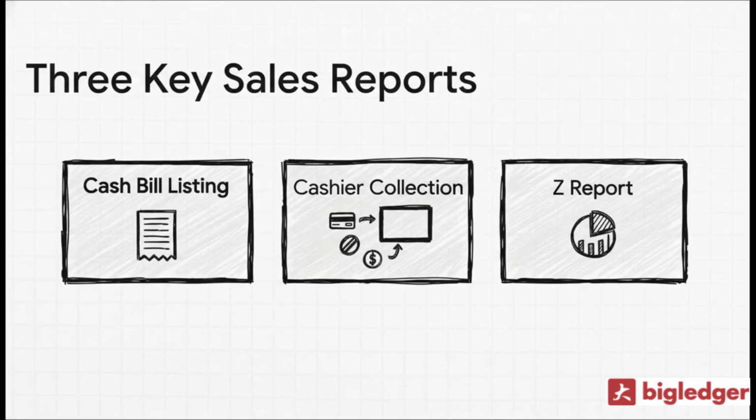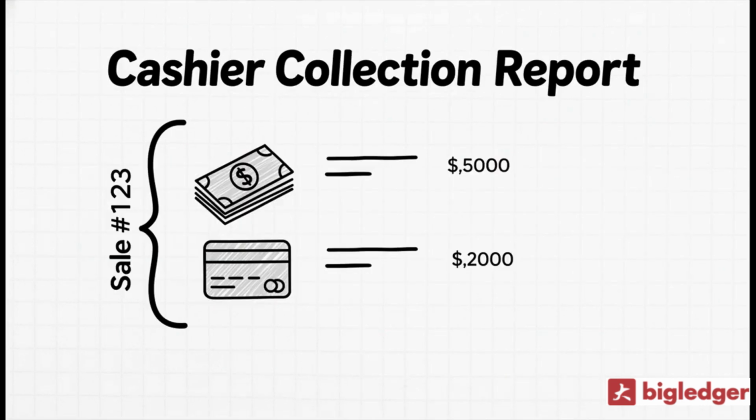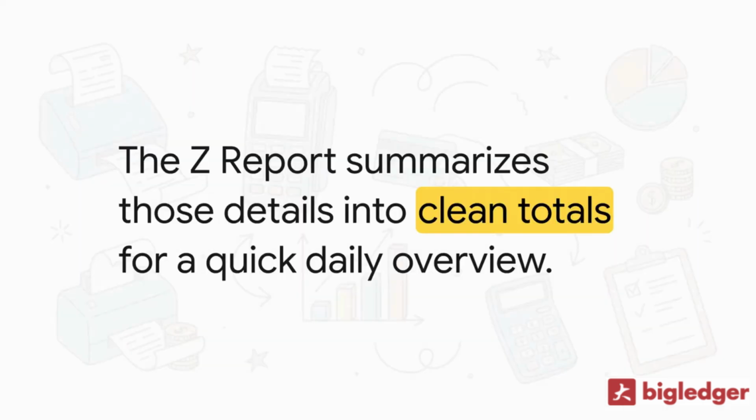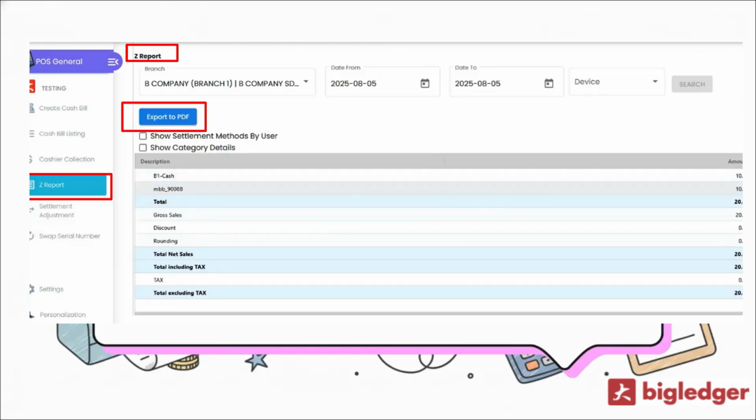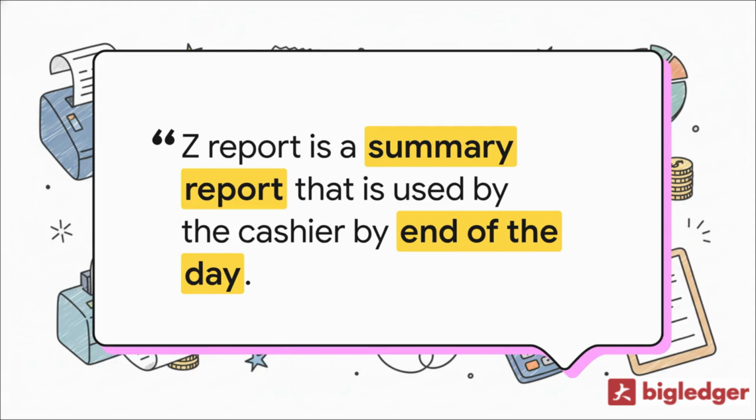You've got 3 main reports, and each one gives you a different piece of the puzzle for reconciling. First up, the Cashier Collection Report. It lists every payment, so one sale might show up as 2 lines. Then you've got the Z Report. This one just rolls everything up into nice, clean totals for the day. And that Z Report, that's the one your finance team is going to love for matching up with bank statements.